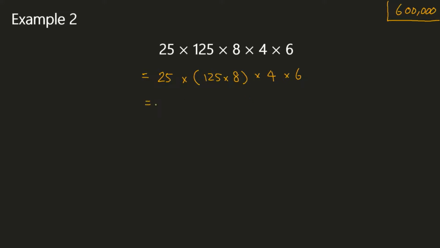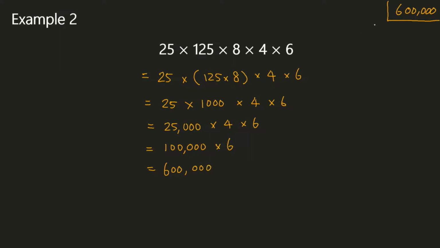So moving on, this becomes 25 times 1,000 times 4 times 6, which is 25,000 times 4 times 6. Okay. So here we have 25 times 4 is 100, with 3 more trailing zeros from the 25,000. Okay, so this becomes 100,000 times 6, which is 600,000. Okay, same result.